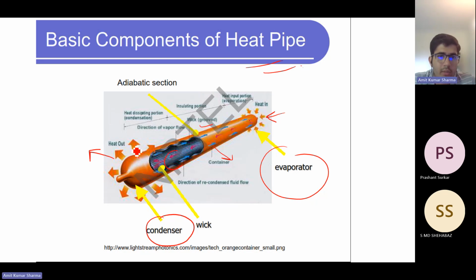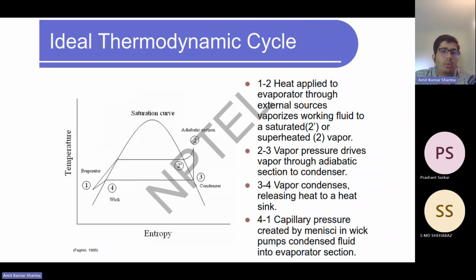So this is the direction of the vapor flow, and this is the direction of water. So this is an example of a heat pipe. Basically this is the ideal thermodynamic cycle for a heat pipe. It is a TS diagram.